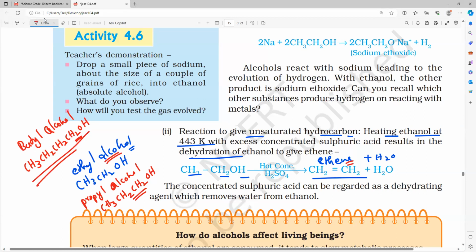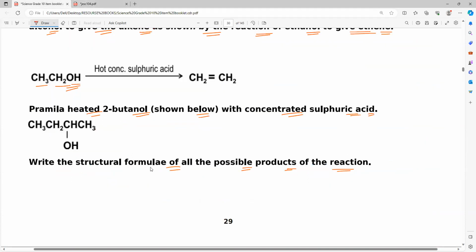Now, ethyl alcohol is giving ethene. Then propyl alcohol will give you what? Propene. Then butyl alcohol will give you what? Butene. Understanding? Ethene formula C2H4. Propene formula C3H6. Butene formula C4H8, plus water. That's all the answer.